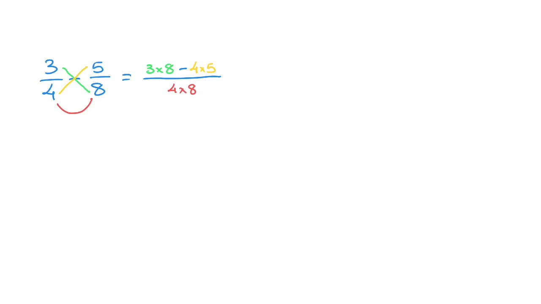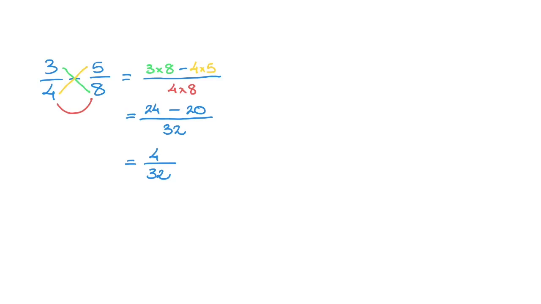We now calculate on the numerator. 3 times 8 is 24, minus 4 times 5, which is 20. And on the denominator, 4 times 8 is 32. We carry on. On the numerator, we find 24 minus 20 equals 4. And the denominator stays 32. Now, we could stop here, but we could also go further. Indeed, this fraction can be simplified.